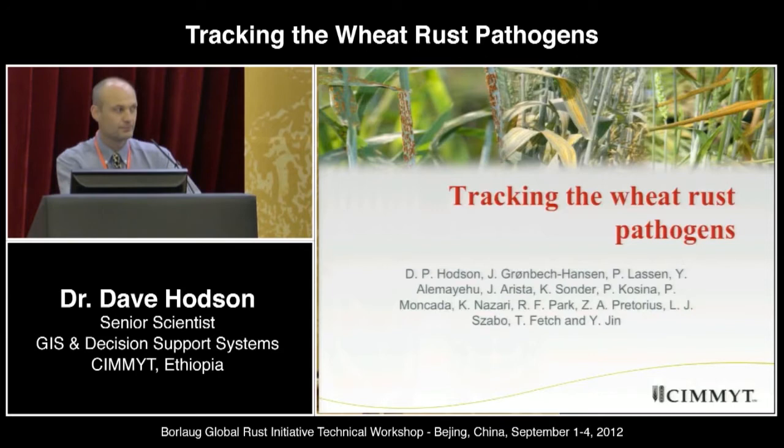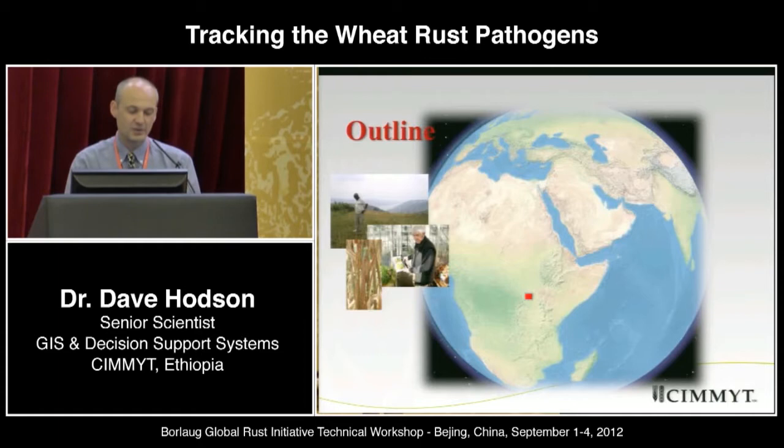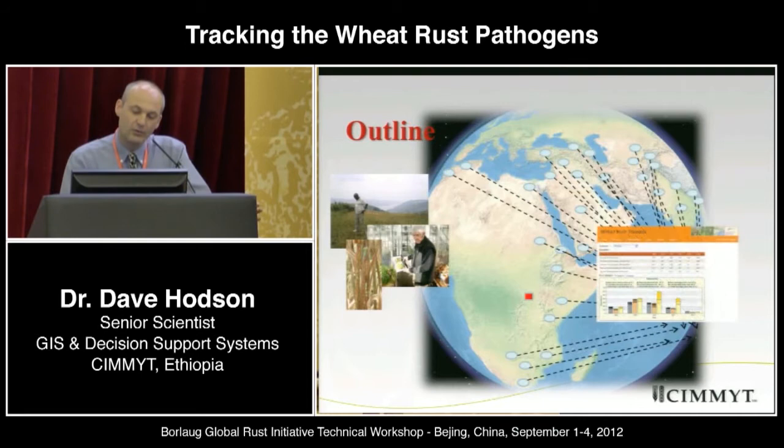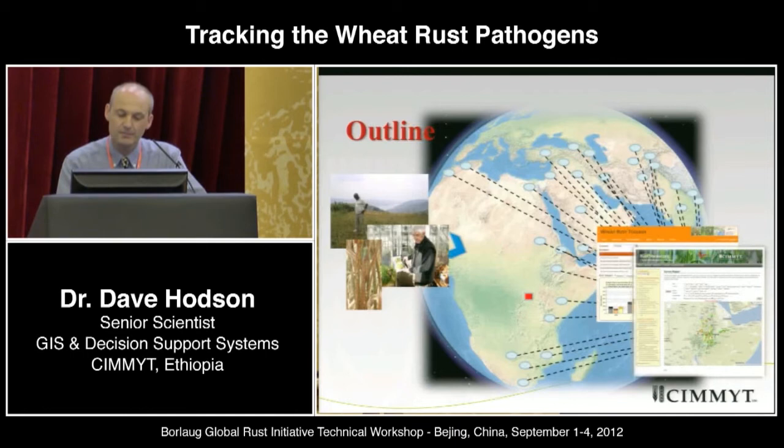So as an outline, all of this really goes back to the work of William Wagori, and then followed up by Zach Pretorius, what they did in Uganda, the observations and the subsequent lab analysis, and that led to this proliferation of surveillance activities all around the world. And then what we tried to do is link all that information together, put it into information systems.